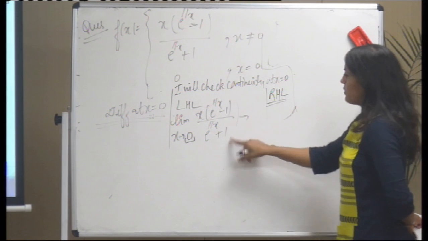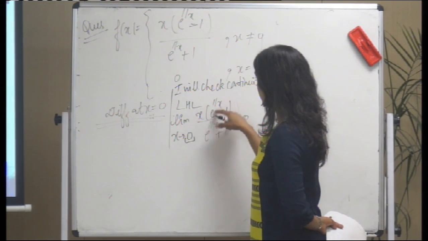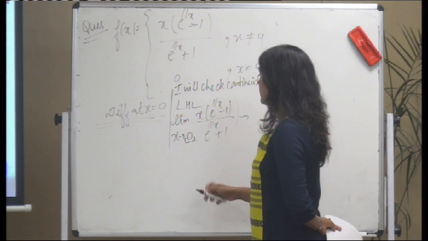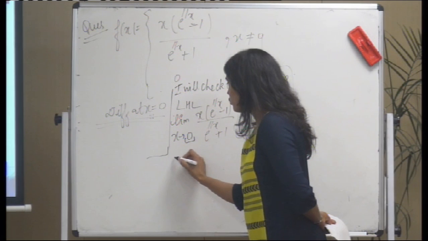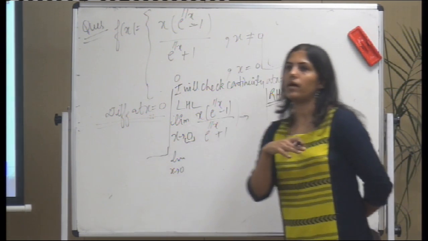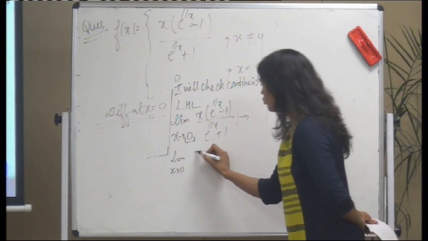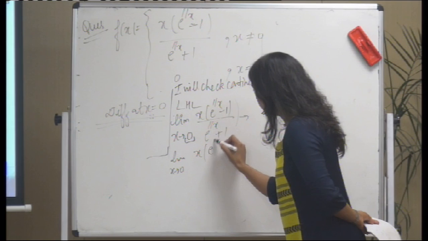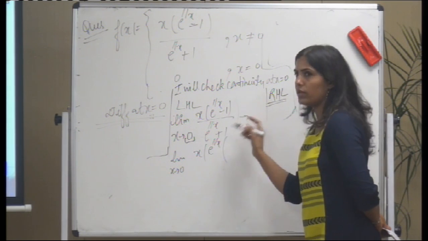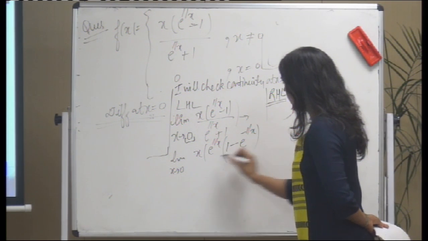Now come to this limit. When you are substituting 0, this is e to the power infinity. For such questions, if you are getting infinity, you just take out that part outside. So take out this e to the power 1 by x common. Within the interval, what will you get? 1 minus e to the power 1 minus x.